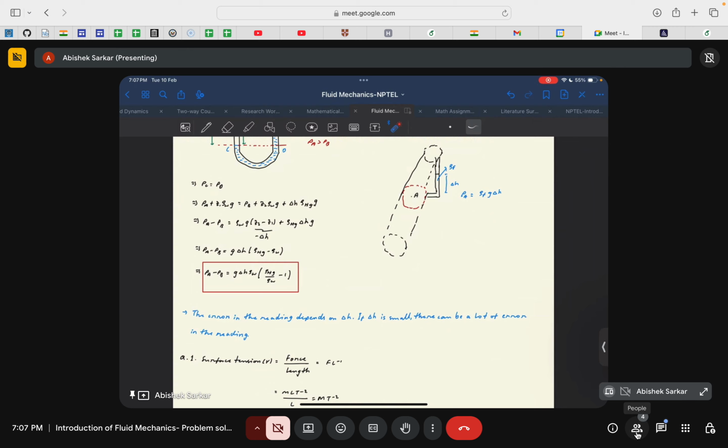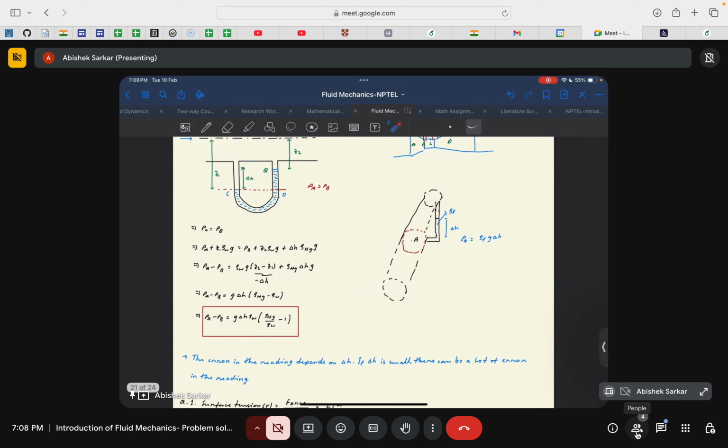Again, as I mentioned, the error in the measurement of the pressure depends on the factor of delta H. If delta H is very small, then there is a chance that the error might be high, and there can be a lot of error in the reading. So to diminish the error, we will try to have a bigger difference in the liquid levels. For example, let me just take a hypothetical scenario.